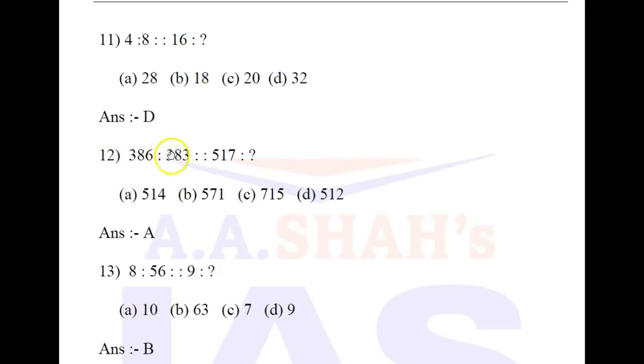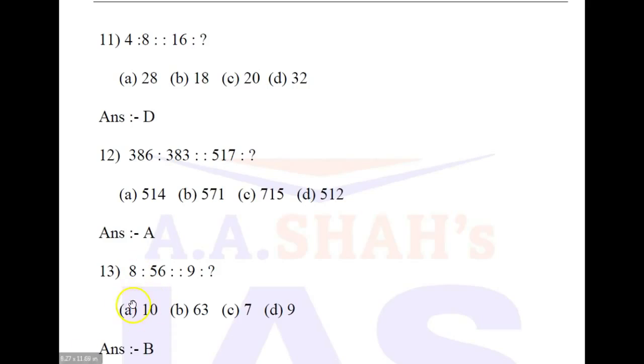386 is to 383 and then 517 is to what? So now what is the connection between these two numbers here? So 386 minus 3, the answer would be 383. So same thing, 517 minus 3, the answer has to be 514. So A option 514 is your correct answer.